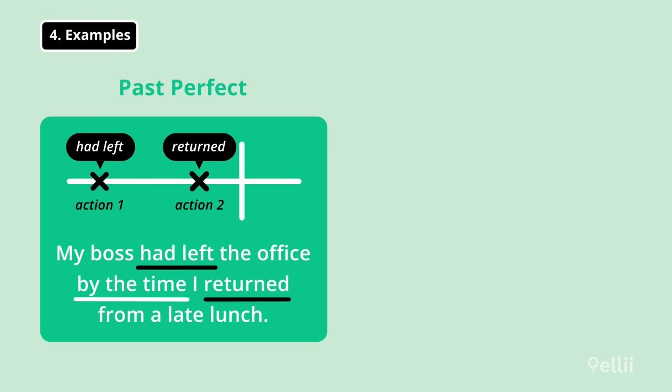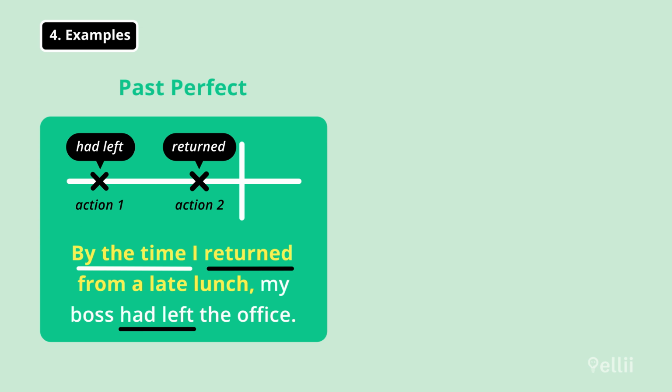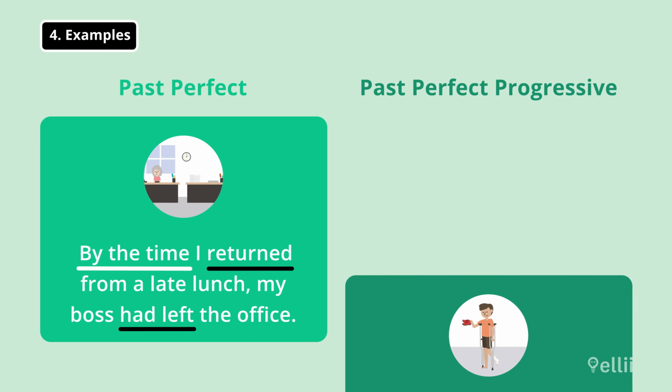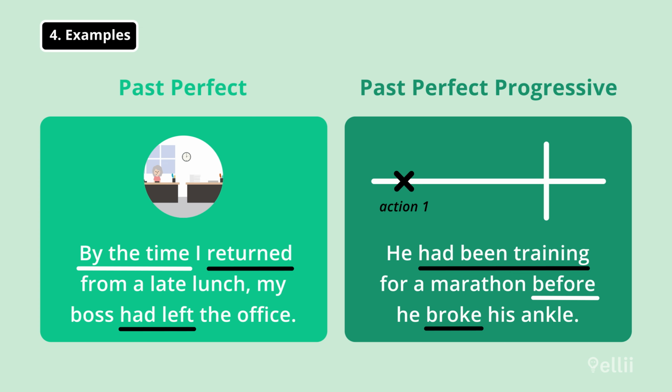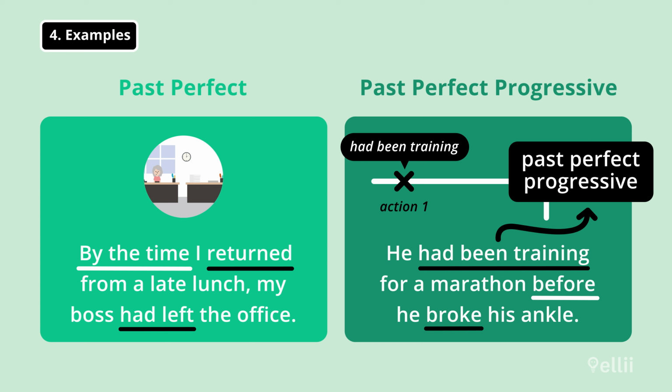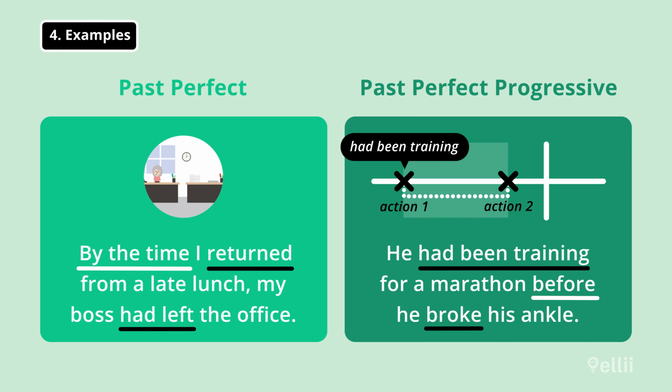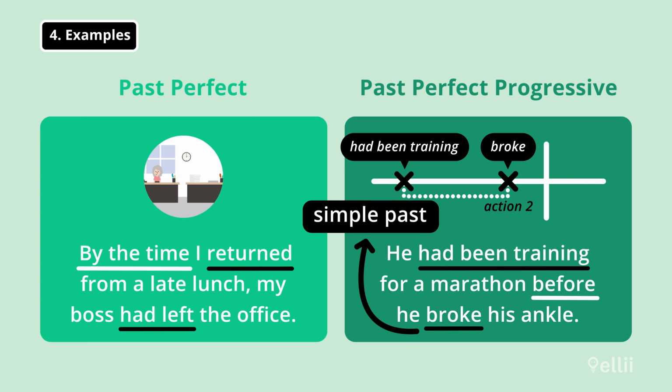You can also start the sentence with the dependent clause that contains the simple past verb, but don't forget that you'll need a comma. These two sentences have the exact same meaning. He had been training for a marathon before he broke his ankle. The first past action is the past perfect progressive action, had been training, and it continued up until the second past action, broke, which is the simple past tense.